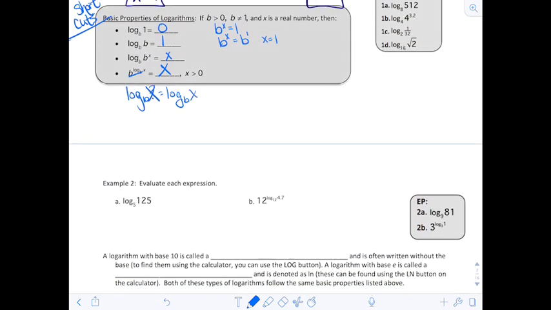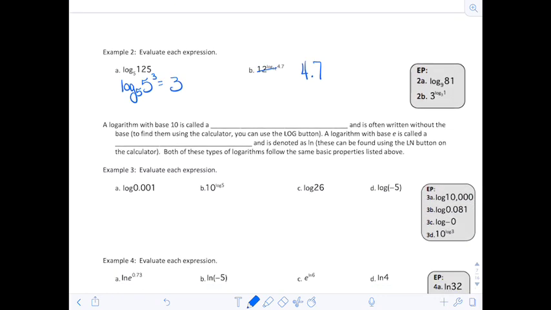Using those then, let's look at the log base 5 of 125. Well, if you recognize that 125 is 5 to the third, it's easy to see that the value is just 3. Then letter B, 12 raised to the log base 12 of 4.7. Once again, the bases are the same, and it cancels. My answer is just 4.7. So those are some ways that we can use those properties to be a little quicker and not need to do any rigorous math.